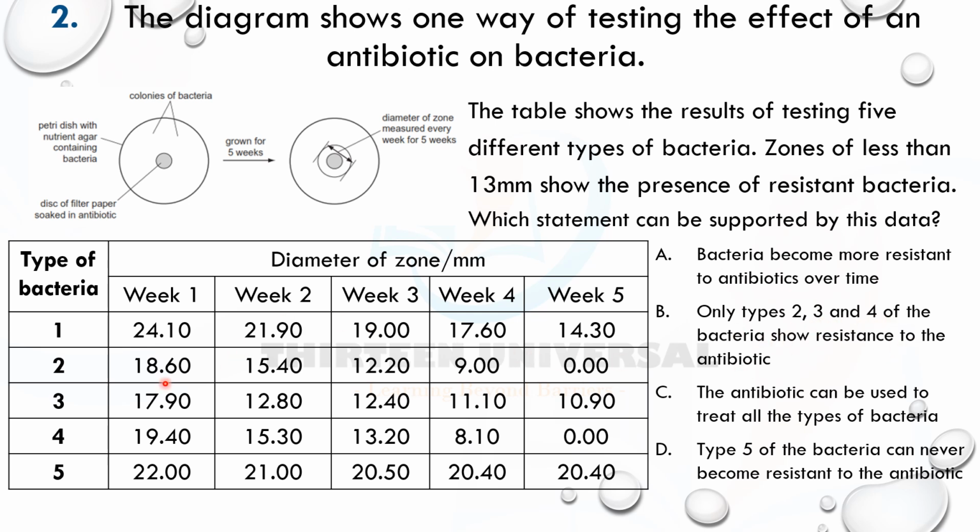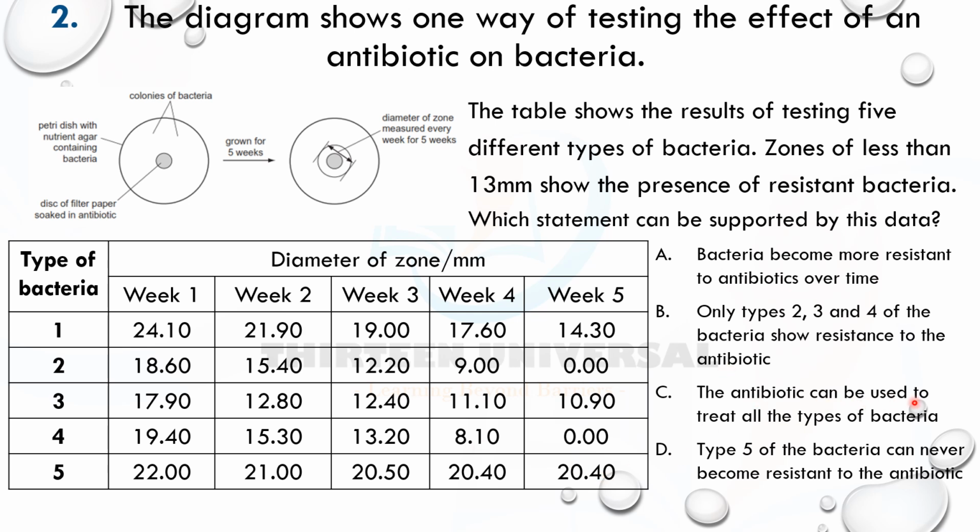Yes, of course. Look at type 2, starting from week 3, types 2 and 3 are already less than 13. The diameter of zone of inhibition is 12.2, 12.4, so it's less than 13. And from week 4, bacteria 4 also shows resistance. So 3 of them show resistance. B is the answer, but let's look at C.